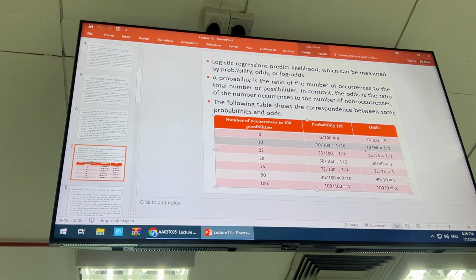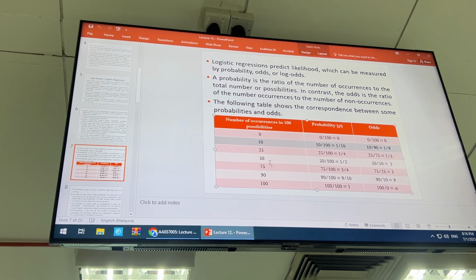Probability is the number of successes over the total possibilities. Odds is the number of successes over the non-successes. Success over non-success, that's the odds ratio. So let's take another example. If 25 are heads, in terms of percentage of getting heads it is 25%, but in terms of odds it is 1 over 3.